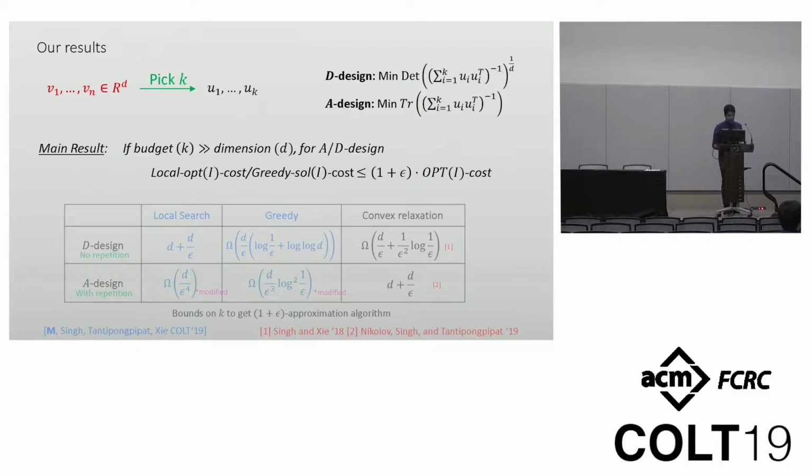All right. So now what do we prove? We have a lot of different results, but the main idea is that we can get virtually the same kind of guarantees that were already existing due to convex relaxation and rounding. We can get roughly the same kind of guarantees by using local search and greedy algorithms. So what we knew empirically actually works. So what's the result? That if the number of vectors we are picking is sufficiently larger than the dimension, then both local search and greedy solutions are within a 1 plus epsilon factor of the optimum.